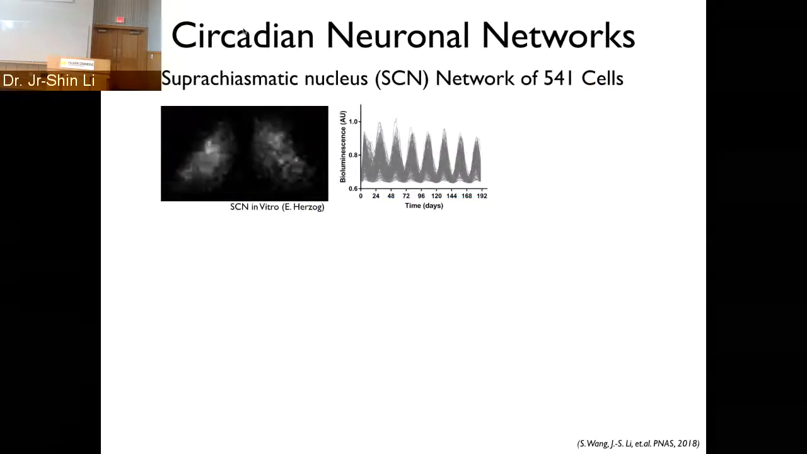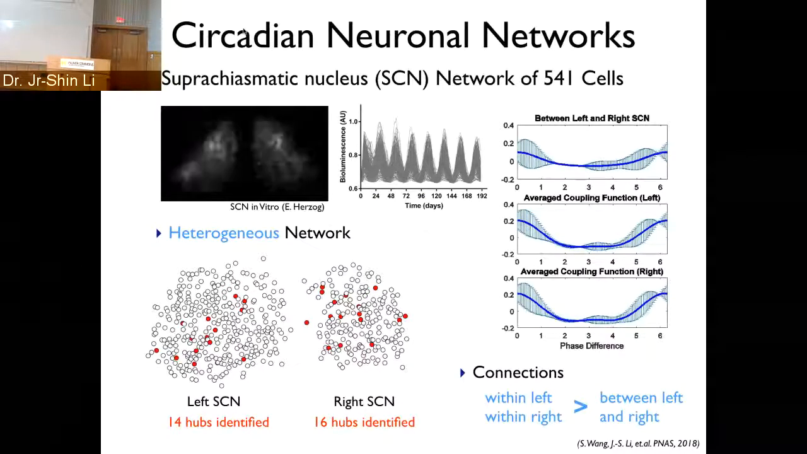And this is another experiment from Dr. Herzog. Again, we study circadian networks, right? He gave us a network of 700 nodes. And then we wanted to use the oscillation data to infer the network topology over time, right? And from the estimation, we can identify hubs, right? So these dots represent those nodes that are highly connected, right? And this is the left-hand side brain, the left SCN, and this is the right-hand side brain. In their hypothesis, the connectivity within this part of the brain is stronger than between, right? And we identified that.